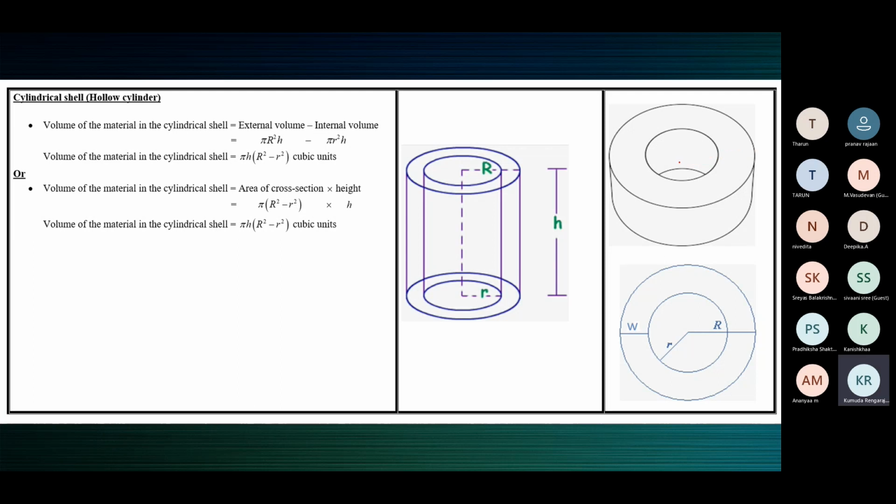Now, supposing from the outer radius, you're subtracting the width. You will get small r. You can see that you're left with only small r. You just draw the outer radius with a pencil, use an eraser, subtract this. Subtract means rub this. You are left with only this, which is small r.